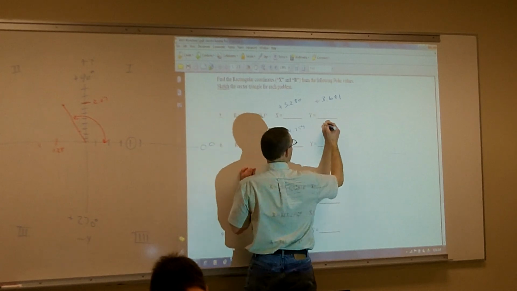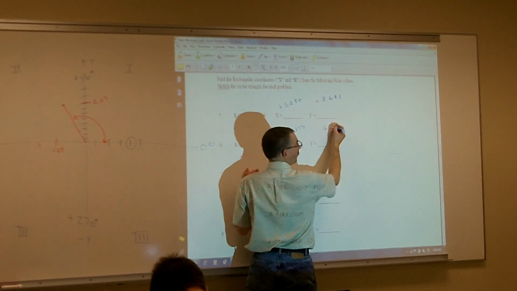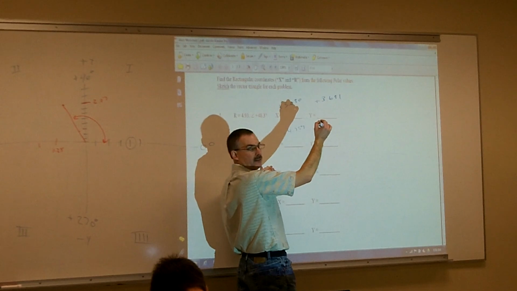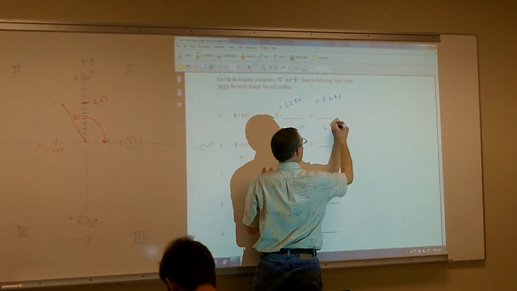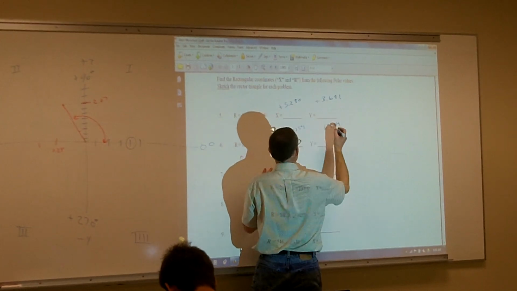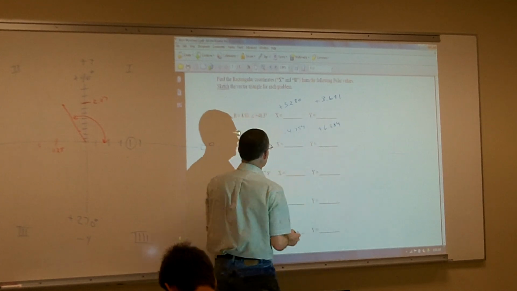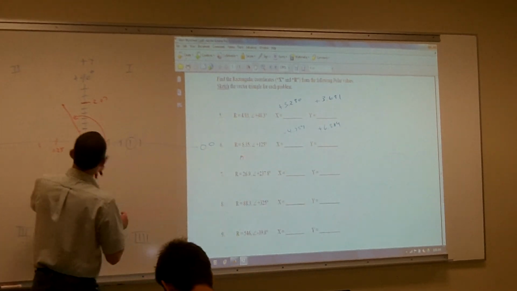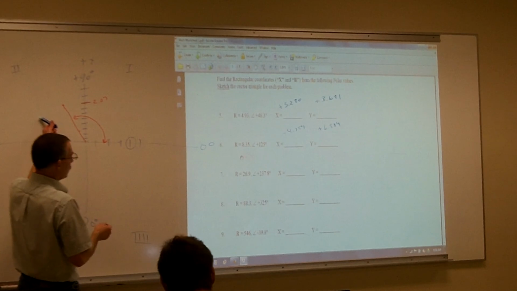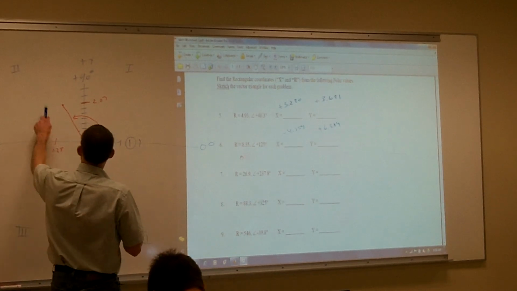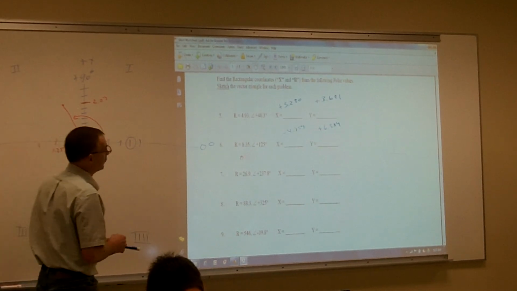6.834. What did you get, Brad? 6.834. And that's positive or negative? That was positive. Yep, so we're more than 90, so we know that we're in this quadrant. So we should have negative X and a positive Y.